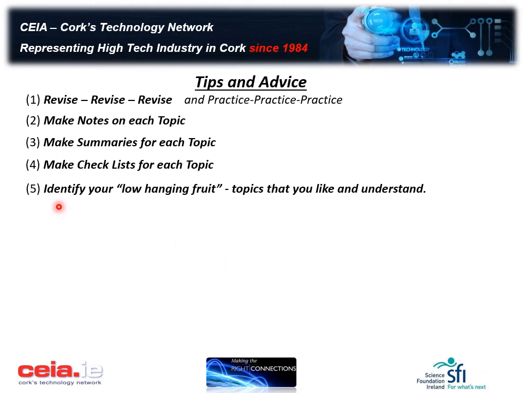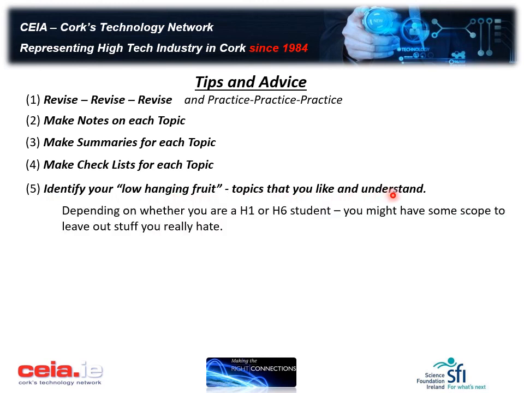The next tip is to identify your low-hanging fruit. These are just topics that you particularly like and understand. And the reason I mention this is that depending on whether you're a H1 or a H6 student, and I know people don't like those terms, you might have some scope to leave out stuff that you really hate.